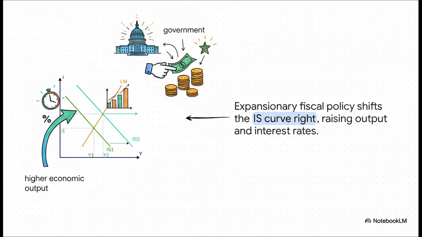Let's see how this works. Say the government wants to boost the economy. It could increase its spending. That's expansionary fiscal policy. What happens? That action shifts the IS curve to the right, and the result is a brand new equilibrium with higher economic output, but it also comes with a higher interest rate.